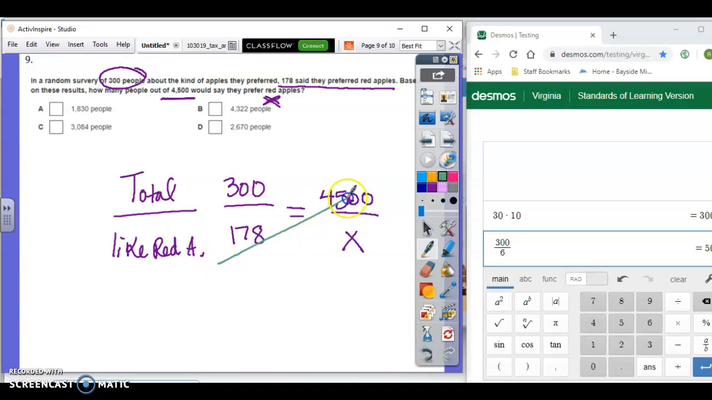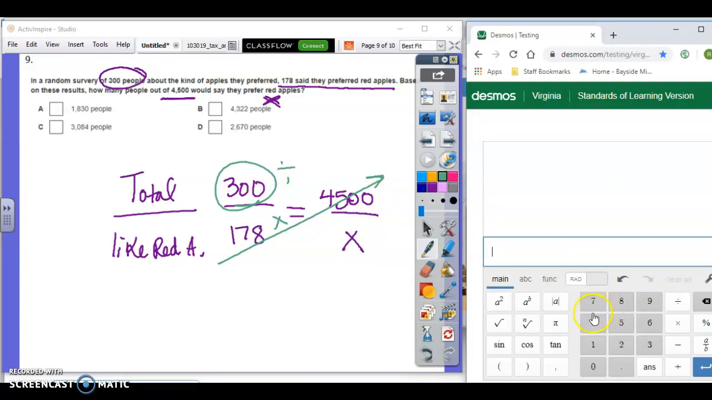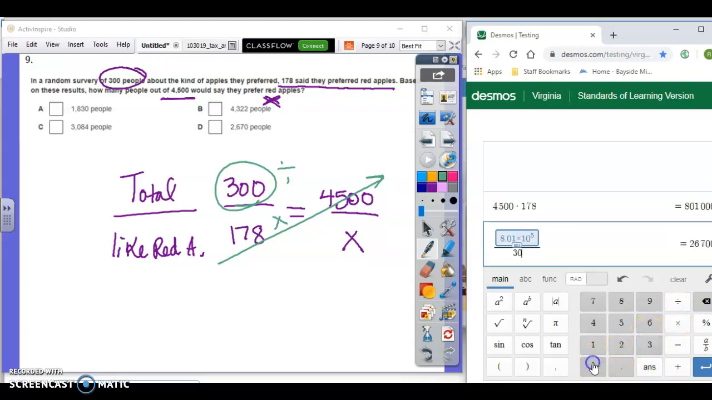So now multiply across, divide by what's left over. So we have 4,500 times 178. Then we're going to take that number and divide it by 300. And we get 2,670, which is answer choice D.